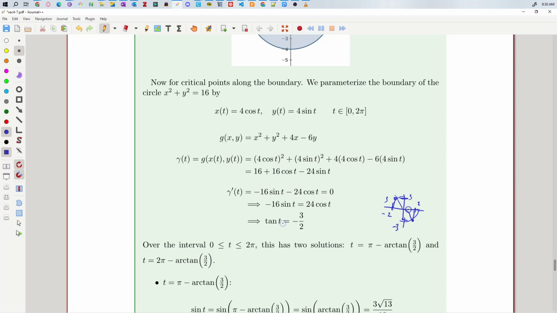But yes, you end up with these triangles that give you the expression tangent of t is equal to negative 3 over 2. So there are corresponding triangles to this trig identity. And so that ends up giving you these angles. So it's pi minus arctan of 3/2 and 2 pi minus arctan of 3/2.